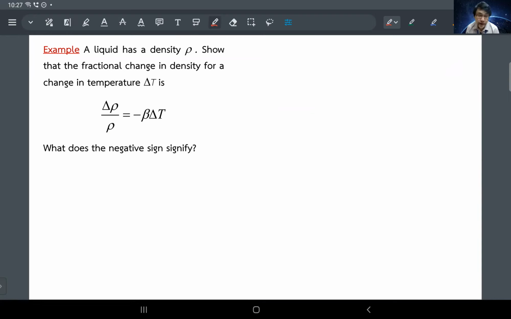So we have a liquid that has a density rho. Everyone still remember the density? By definition, the density is just the mass over volume. That's no big deal. Now show that the fractional change in density for a change in temperature delta T is given by that expression down there. And what does the negative sign mean?